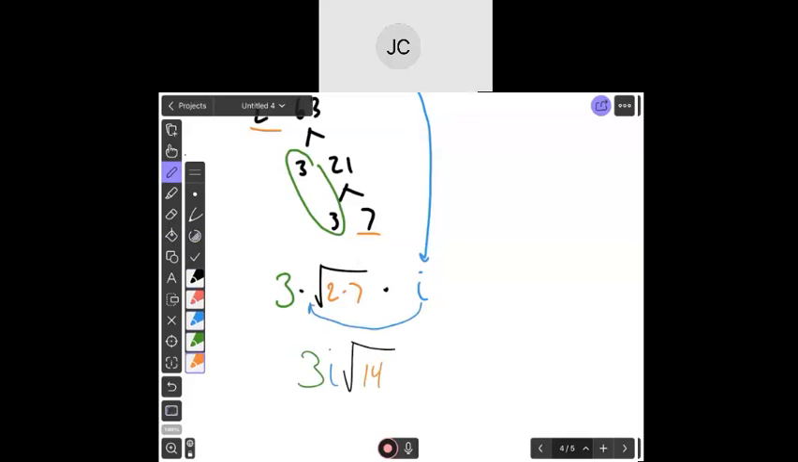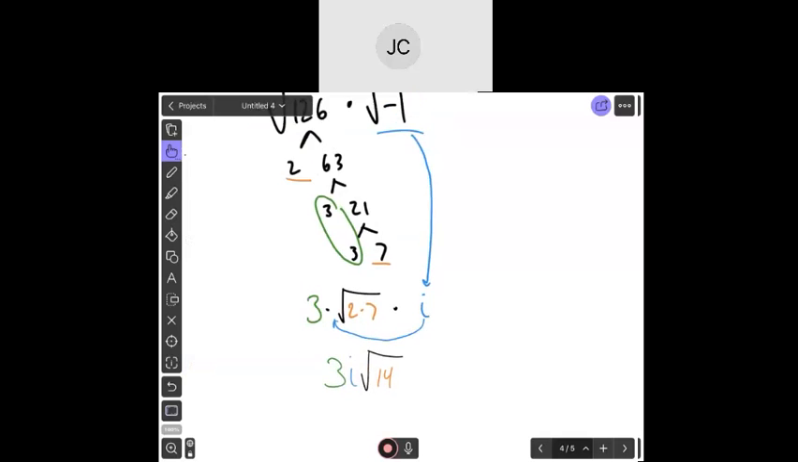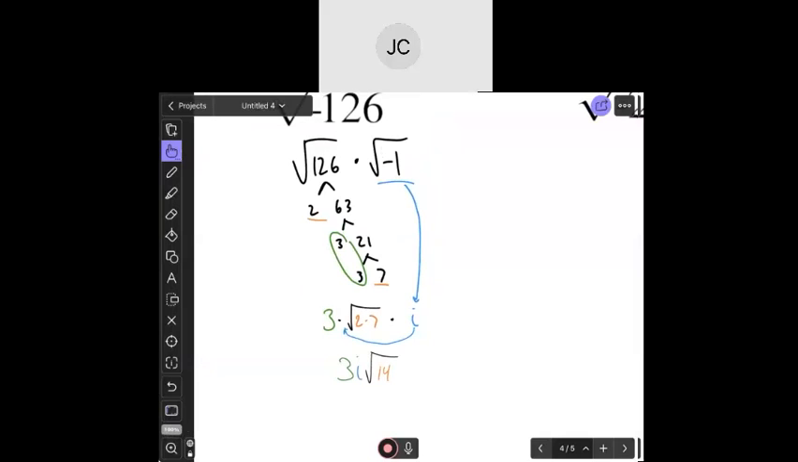So 3I, option B, 14. Okay. Or 3I square root 14. Okay.